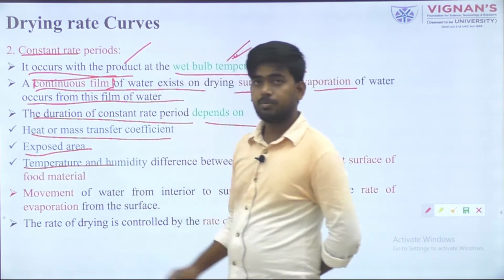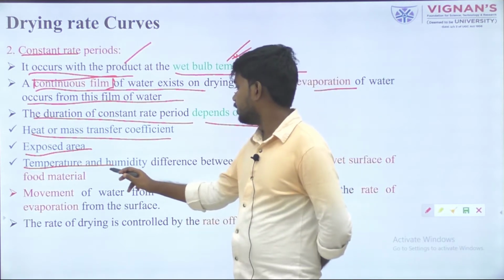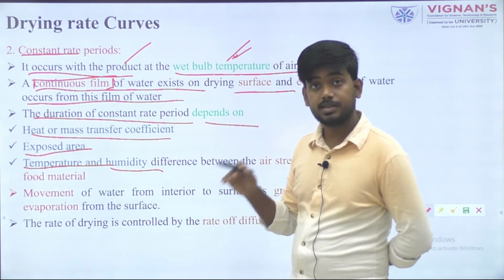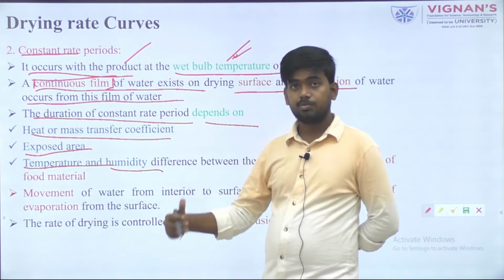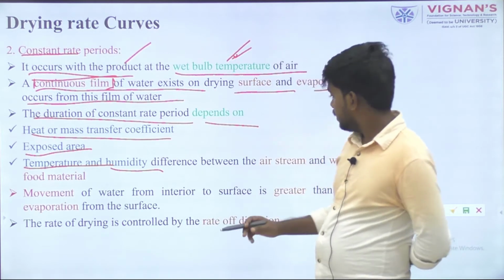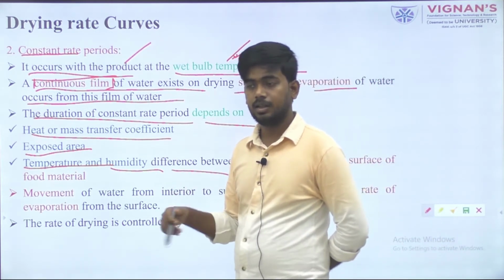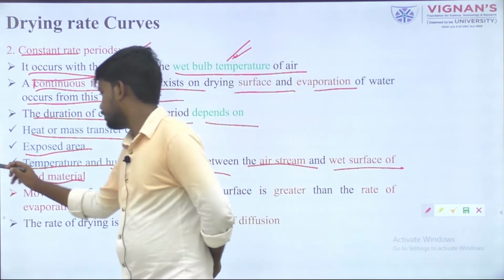If we increase the temperature, initially the moisture removal rate will be high. Humidity also plays a role here, as does the difference between the temperature and humidity. If the difference between the air stream and the wet surface of the food material is higher, then the process will take place rapidly.